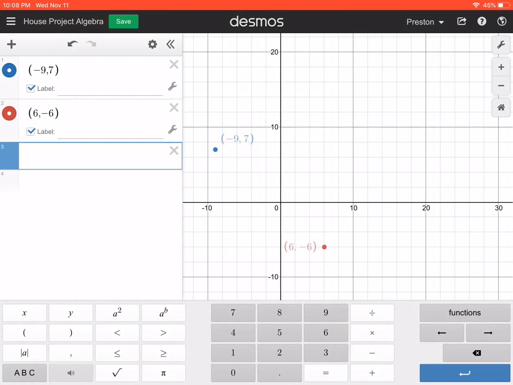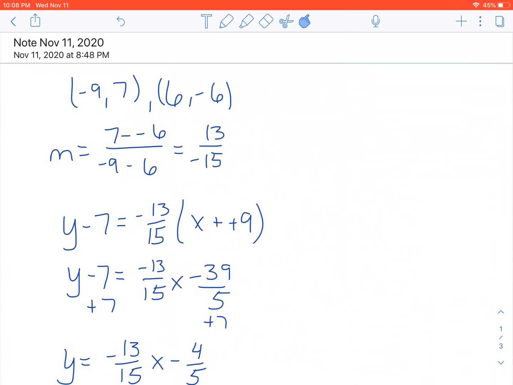So just like we've talked about before, when finding the equation of a line between 2 points, if I'm given 2 points, the only thing I can find first for the equation is my slope. So I put this in my slope formula here, and I end up getting -13/15 for my slope. Once I have slope, I put it in point slope form.